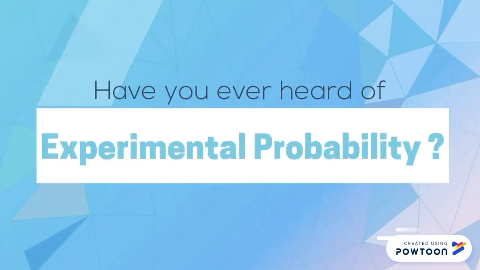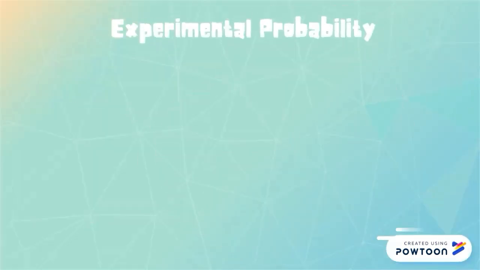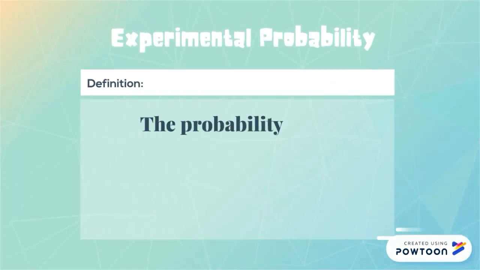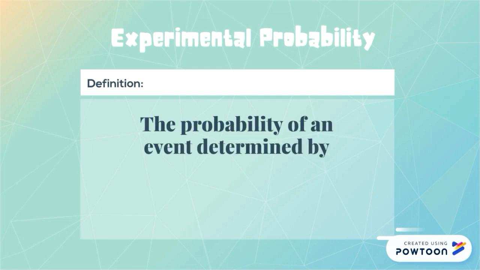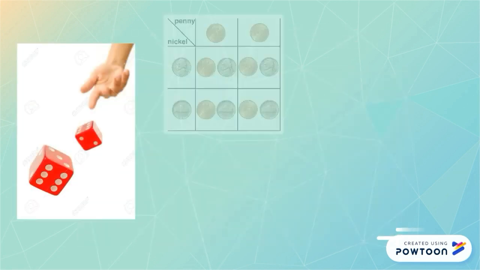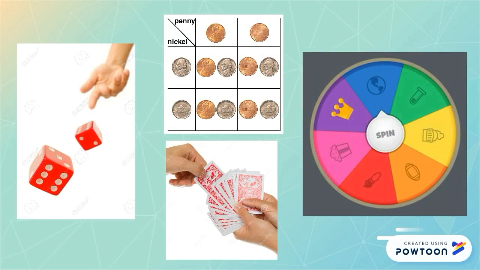Have you ever heard of experimental probability? Experimental probability is the probability of an event determined by carrying out a simulation or experiment. There are several kinds of experimental probability. First, throwing dice. Second, tossing a coin. Third, choosing a card from a deck. Fourth, spinning the spinner, and etc.